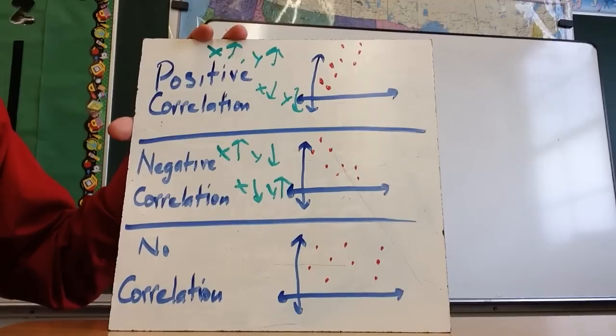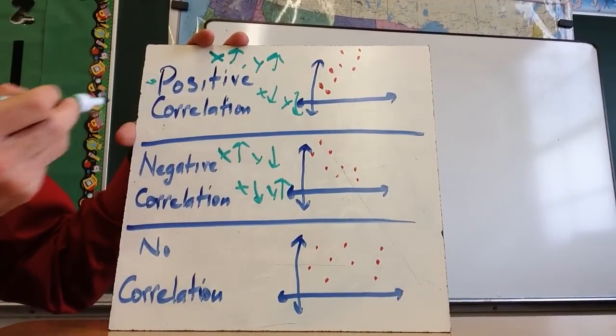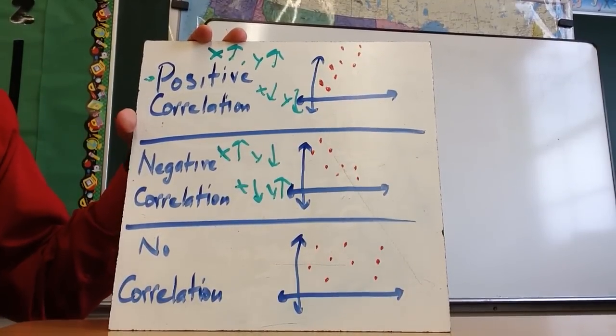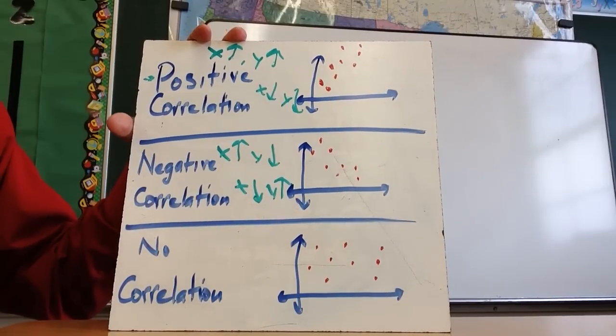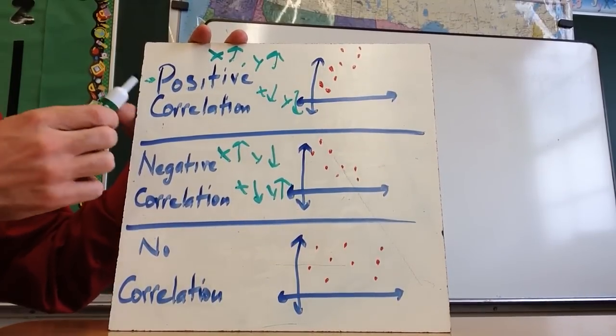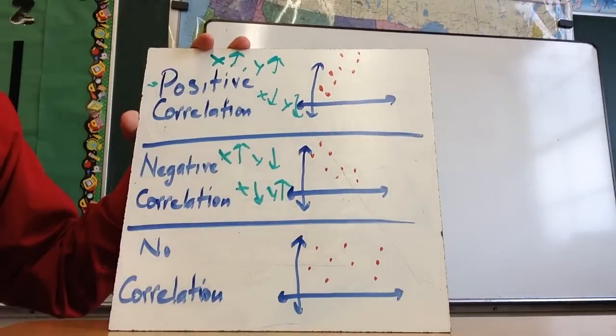But the biggest mistake that people make is they think that positive has something to do with the outcome. So for example, a higher test score is a positive thing, that's a good thing. But positive correlation simply describes this relationship.